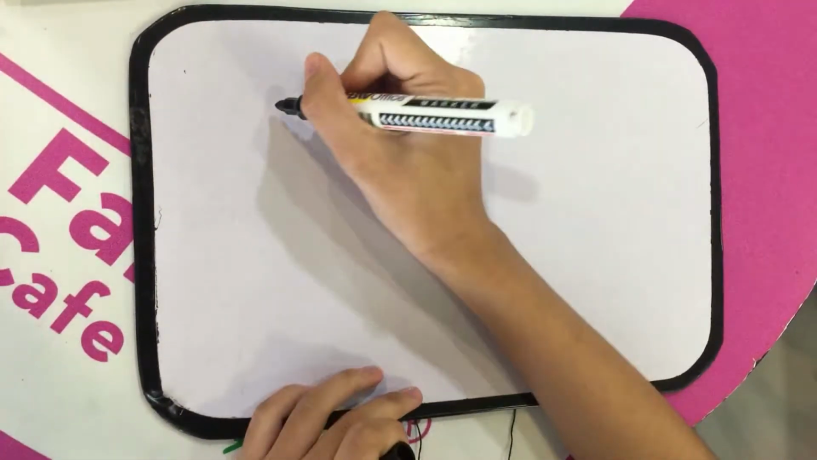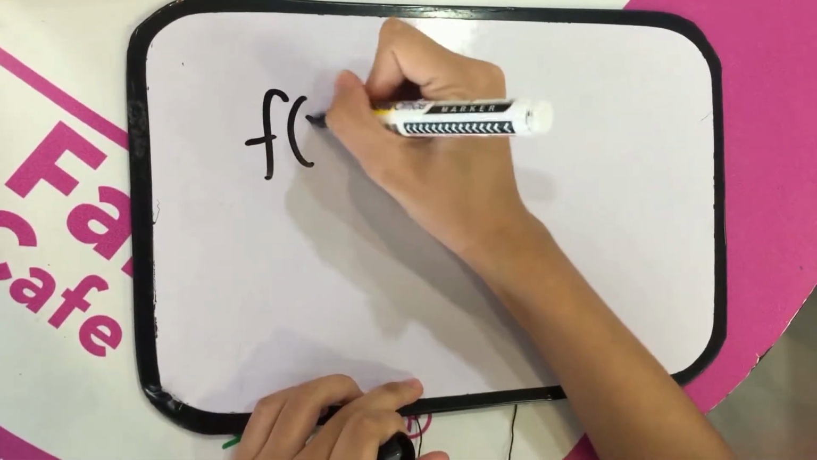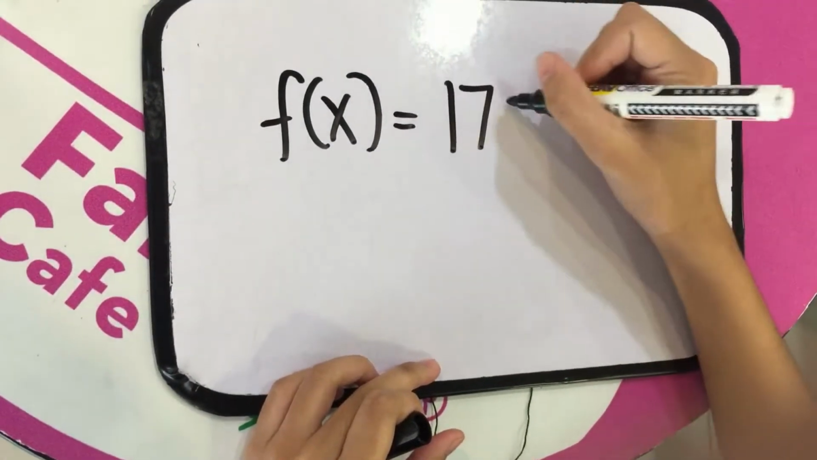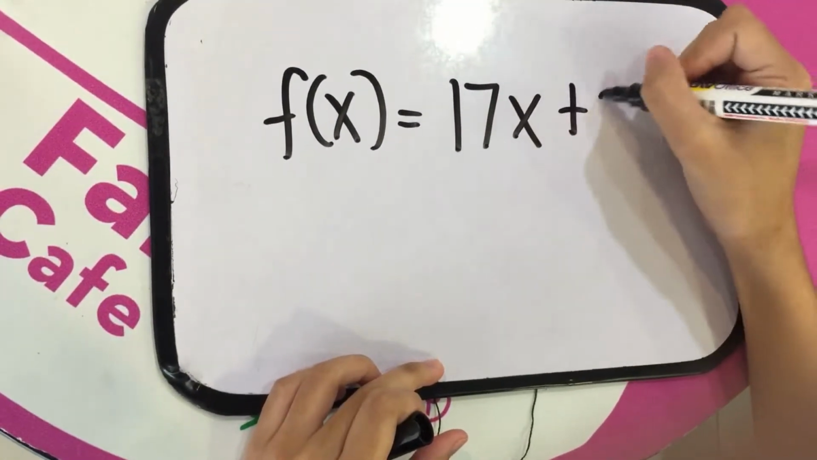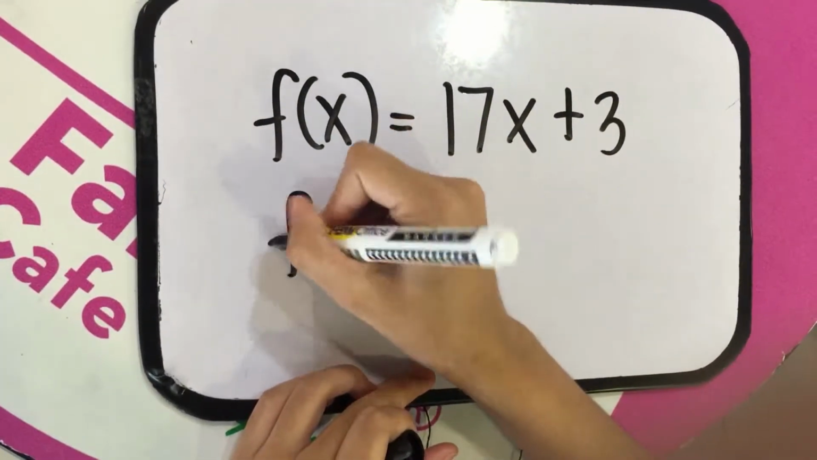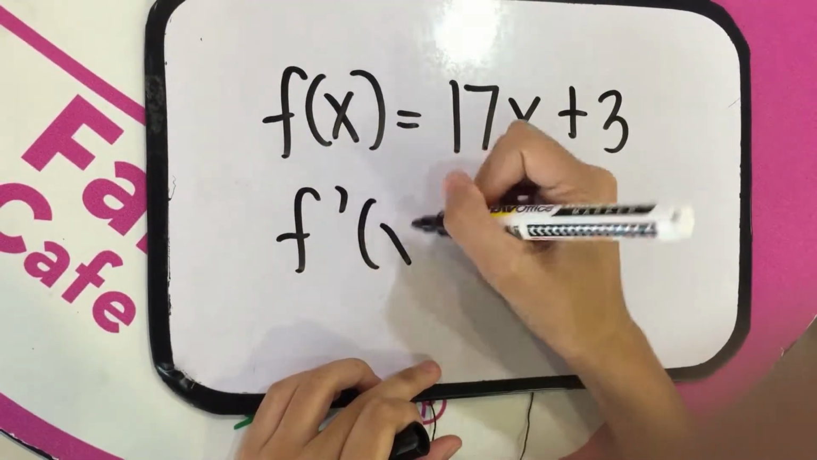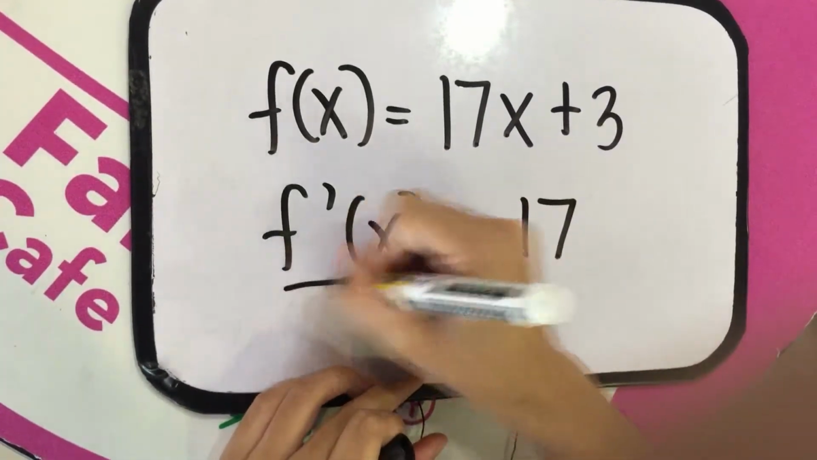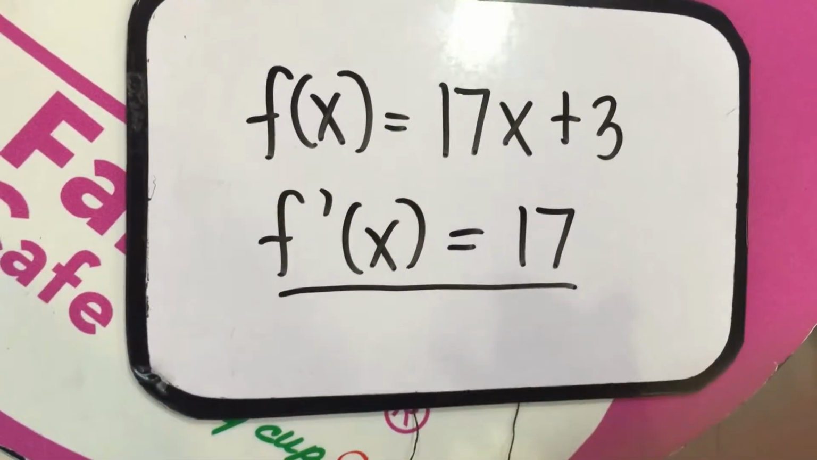The given is f of x equals 17x plus 3. Let's proceed with 17x. X automatically has 1 as its exponent. Subtract the exponent with 1, so it will become 1 minus 1 equals 0. So remove the variable and bring down 17. 3 has no variable, thus it will become 0. So the answer is f prime of x equals 17.